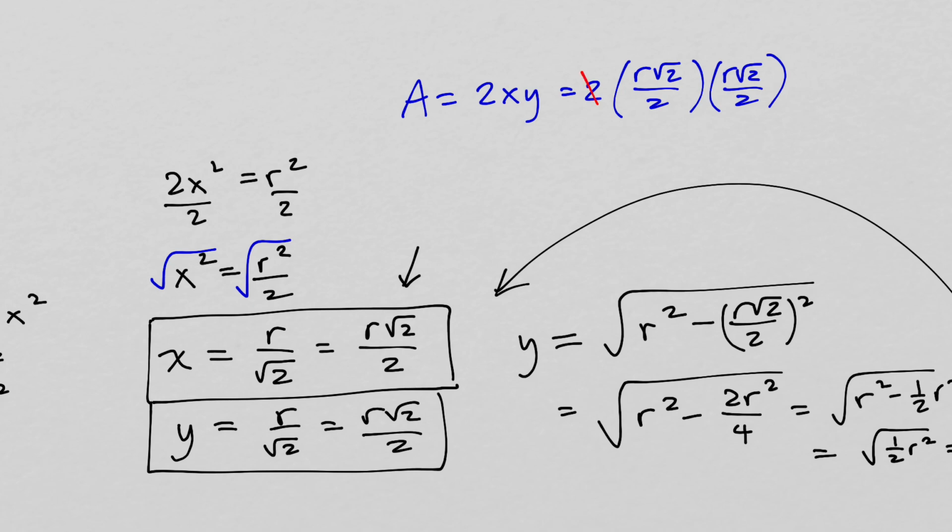And if we multiply this out, what we get here is the area is equal to r times r, which is r squared. Radical 2 times radical 2 is 2, and then divided by 2. And so the area, interestingly enough, is r squared. So that would be the maximum possible area that we could get from this rectangle.